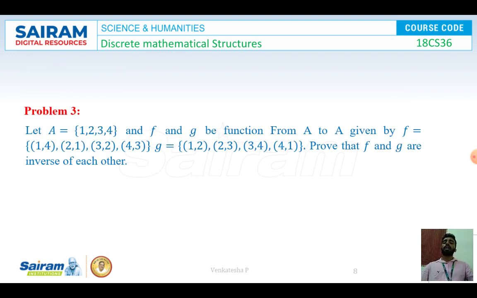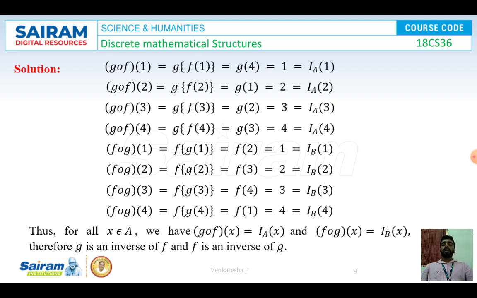Problem number 3. I'll take the set A containing 1, 2, 3, 4, and f and g are functions from A to A given by f is equal to {(1, 4), (2, 1), (3, 2), (4, 3)} and g is equal to {(1, 2), (2, 3), (3, 4), (4, 1)}. Prove that f and g are inverses of each other. After composing f and g, I must get the identity mapping. Then only I can say f and g are inverses of each other.